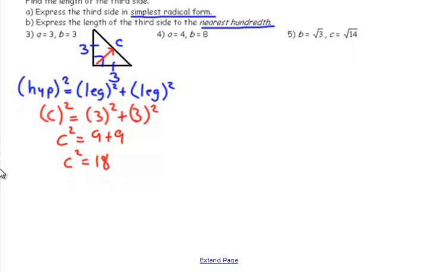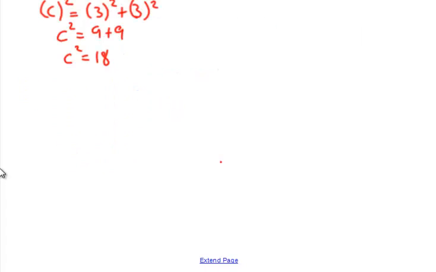Now, when we take the square root of 18, which is the next thing we have to do, we get C equals radical 18. 18 is not a perfect square. So we have to review here: how do we simplify those square roots? Well, we write out our list of perfect squares: 1, 4, 9, 16, 25. I'm going to stop there because I have gone past 18.